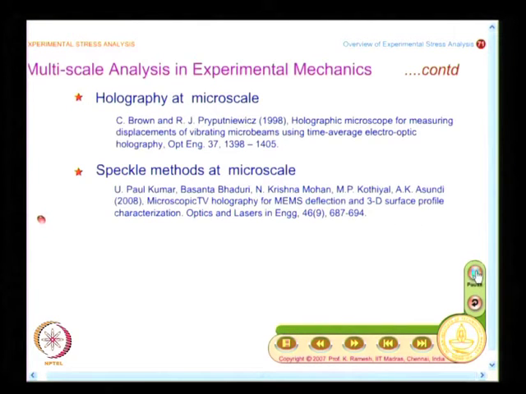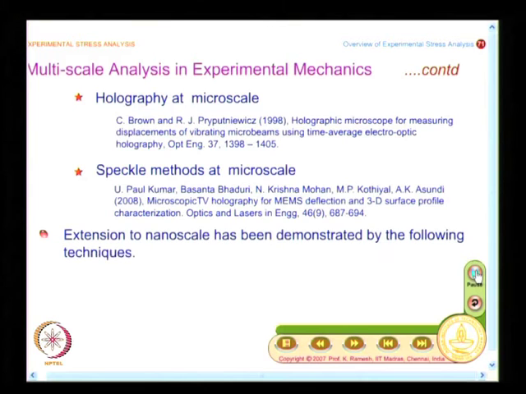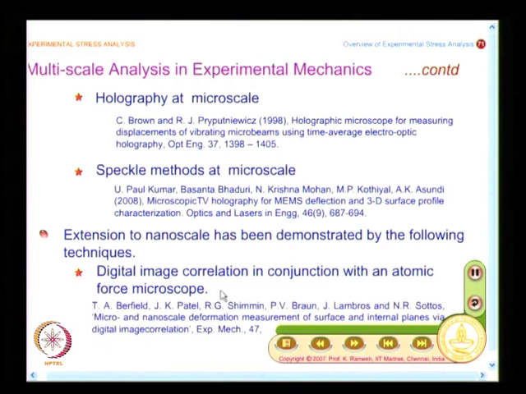Then we move on to nanoscale studies, which have been done with digital image correlation in conjunction with an atomic force microscope. And that is what I have been saying, digital image correlation is an emerging technique. The greatest advantage is, if you are able to control the size of the speckles and also improve your optics, you could conveniently study at different scales.